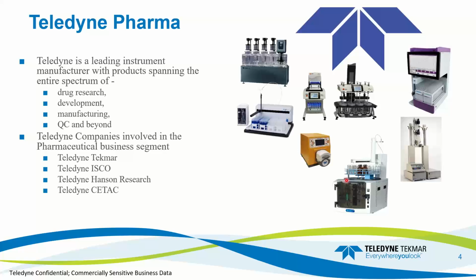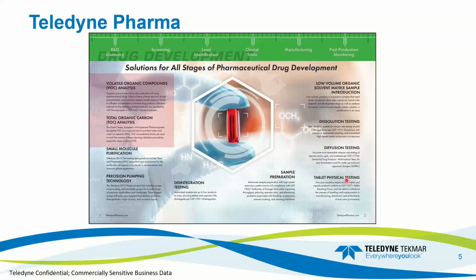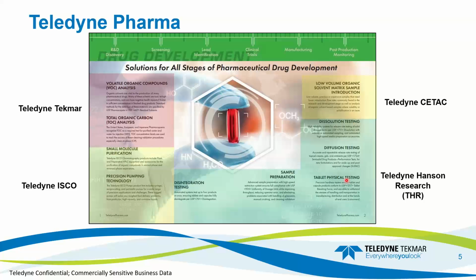So you might ask what type of companies are involved from Teledyne in this pharmaceutical business segment. Well, first is Teledyne Tekmar, which is going to be the TOC analyzer. We have Teledyne ISCO, Teledyne Hansen Research, and Teledyne CTAC. We'll take a little deeper dive into those companies right now. For the Tekmar side, we see volatile organic compounds, VOCs, and also total organic carbon, TOC analyzers. That is what is produced here at Teledyne Tekmar.